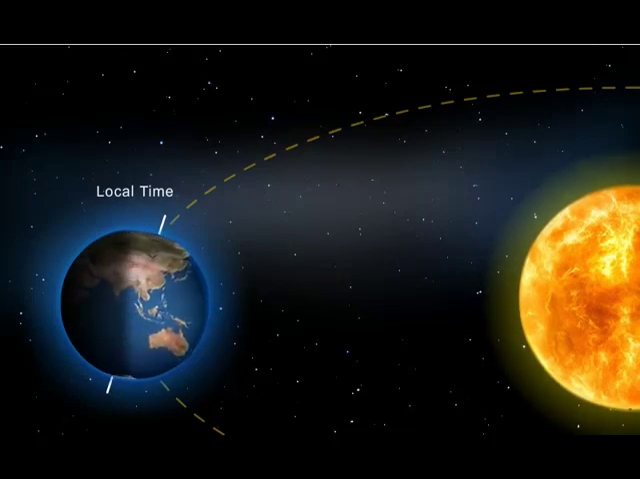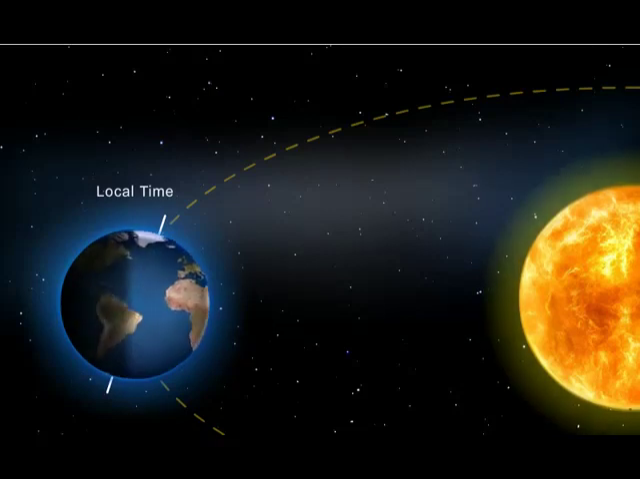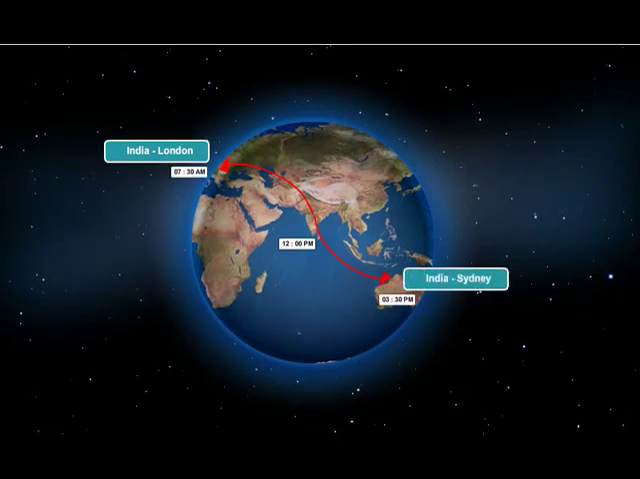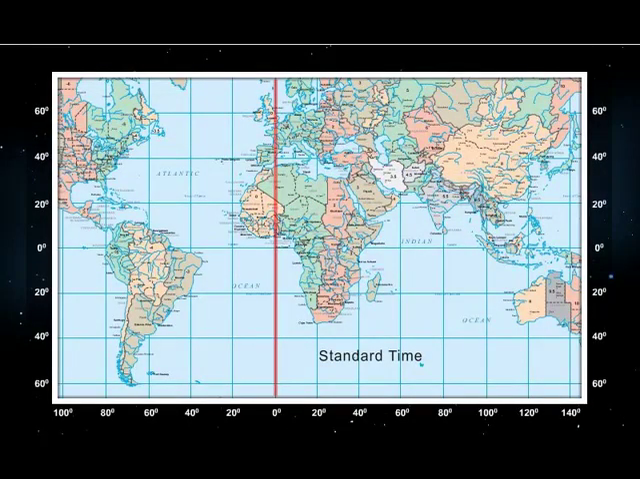There are 360 meridians of longitude, and each of them passes the sun once in 24 hours. The Earth rotates 15 degrees in 1 hour. Each time zone is approximately 15 degrees longitude wide. Therefore, the Earth rotates 1 degree in 4 minutes.